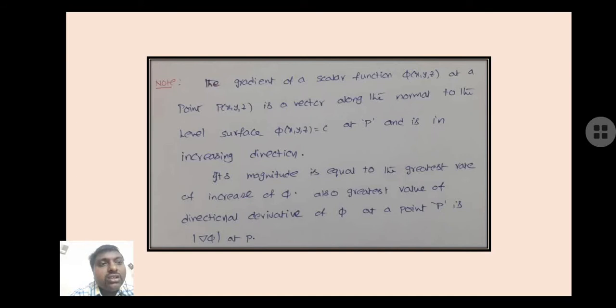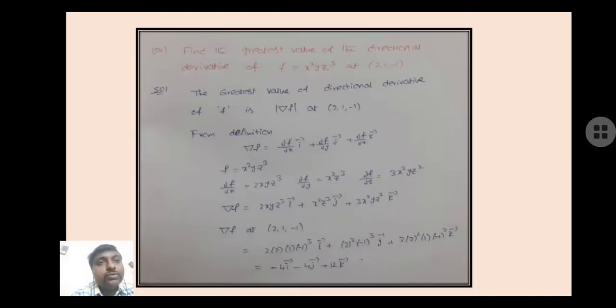Okay, also greatest value of directional derivative. When we are required to find the greatest value of directional derivative, it is enough to calculate modulus of del phi, modulus of del phi. So whenever they are asking about the greatest value of directional derivative, then that time we are calculating mod del phi only. Okay, now I go through the next example.